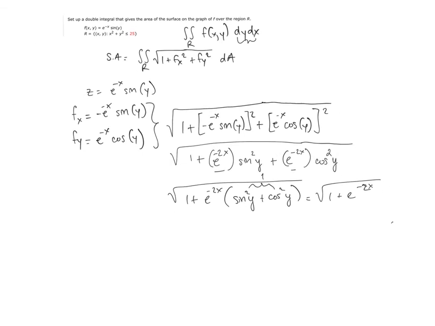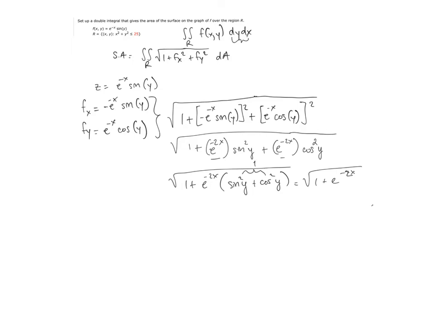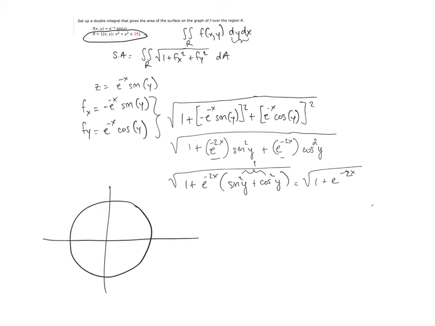So let's find your base region. You were given the base region R, which is the equation of a circle. So I'm going to graph the circle of radius 5, from negative 5 to 5. And I want to put y in terms of x, so it's going to be the square root of 25 minus x squared and negative square root of 25 minus x squared.